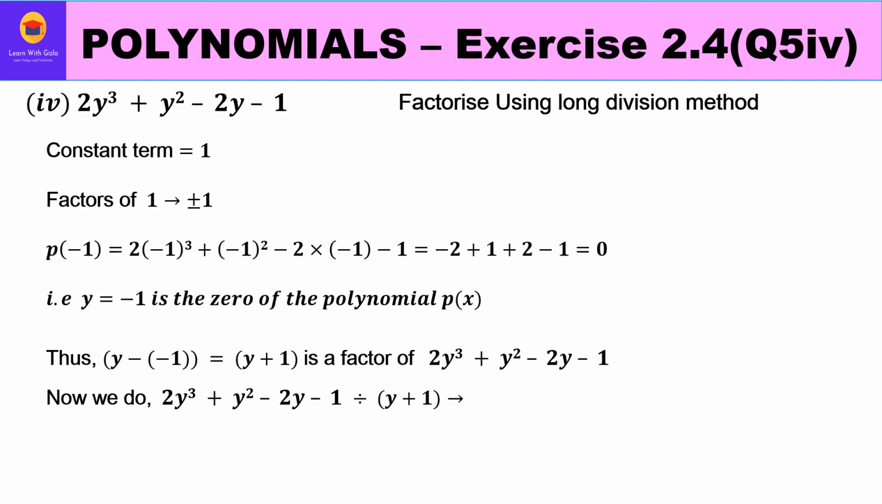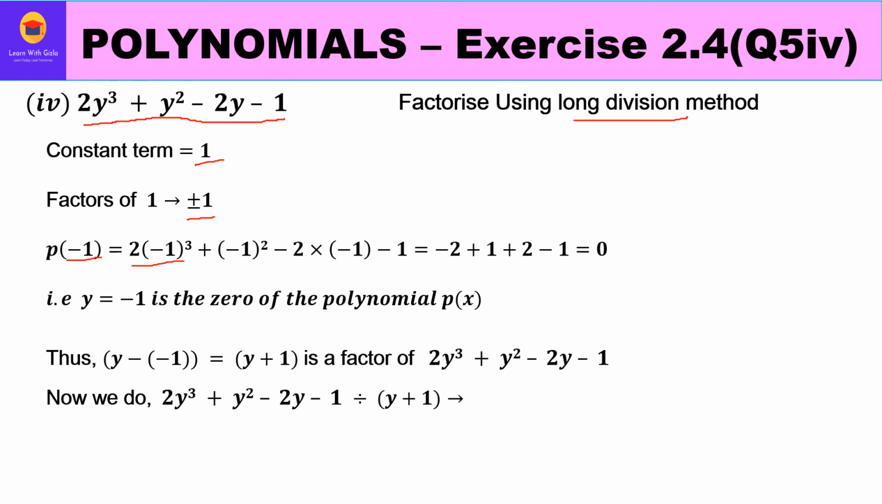Now in the fourth part we have to factorize 2y cube plus y square minus 2y minus 1. We are going to use the long division method, for which we are going to find one of the factors. The constant is 1 over here. Factors of 1 are plus minus 1. Yes, you can start with plus 1. I have started directly with minus 1.